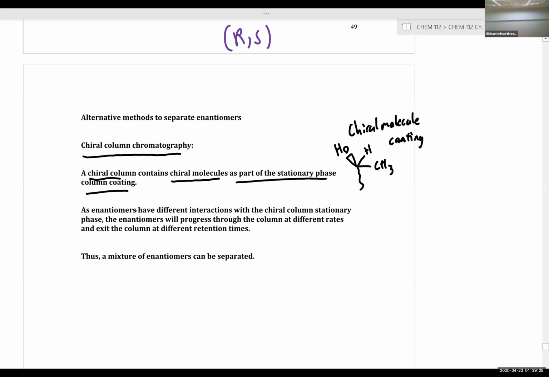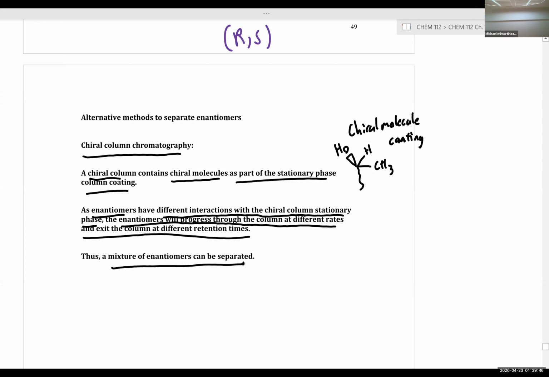And as enantiomers have different interactions with the chiral column stationary phase, the enantiomers will progress through the column at different rates and exit the column at different retention times. So this allows a mixture of enantiomers to be separated.